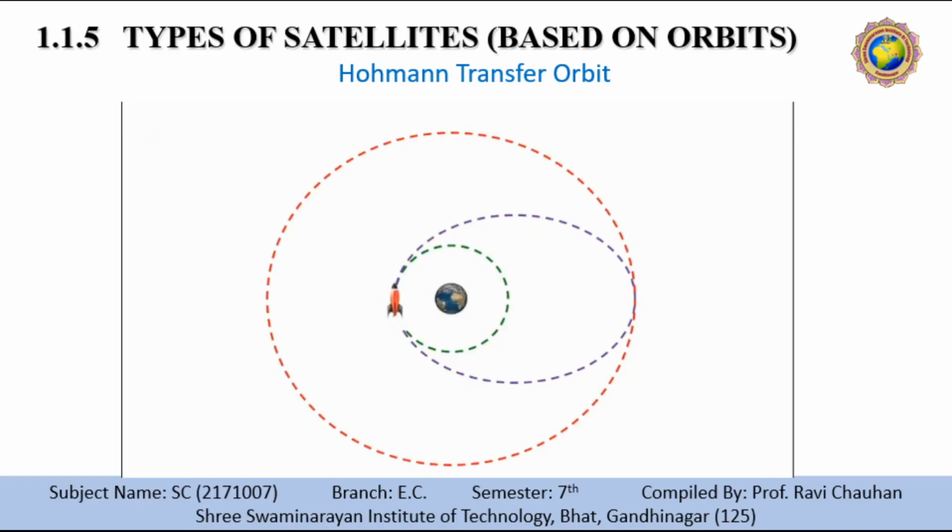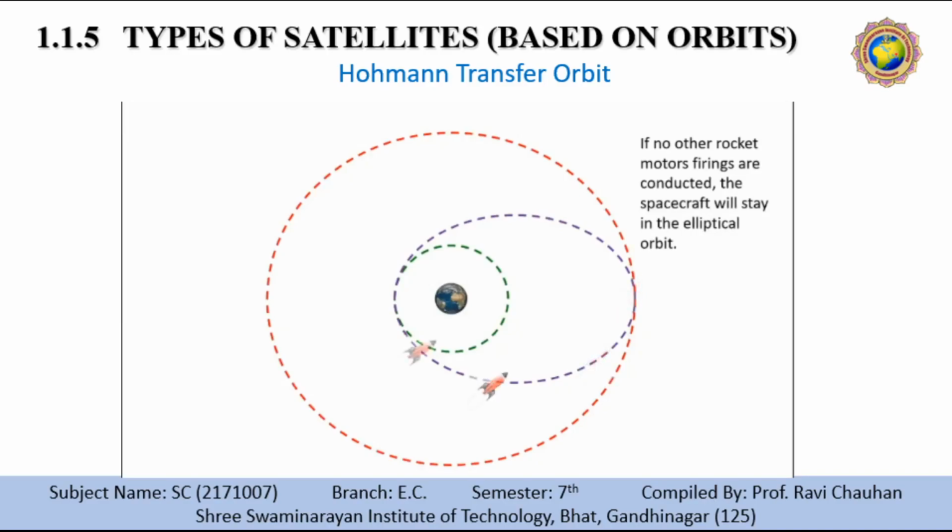Here's my spacecraft, and the first thing I need to do is fire rocket motors to change the delta V of the vehicle to pick up the new elliptical transfer trajectory. So I only fire my rocket motors for a brief period of time and then coast most of the way to apogee of the transfer ellipse. Now, if I don't do anything at this point, the spacecraft will continue to follow along the elliptical orbit, and I will not achieve the desired circular orbit at the higher altitude.